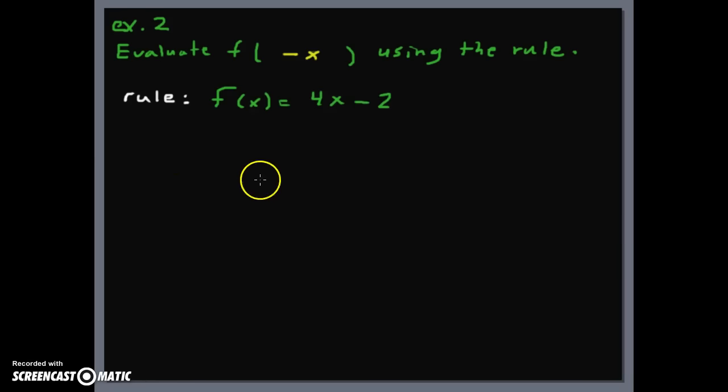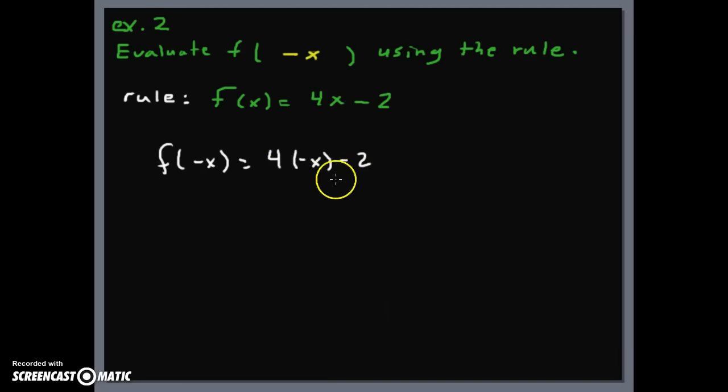Here is example number 2, and it's saying evaluate f of negative x using the rule. So here's our function rule, and just like the previous example, we're going to take our input, in this case negative x, and input it in for all of the x variables in our function rule. So we can say that f of negative x equals 4, and we're putting in a negative x for this x, so we've got negative x minus 2.